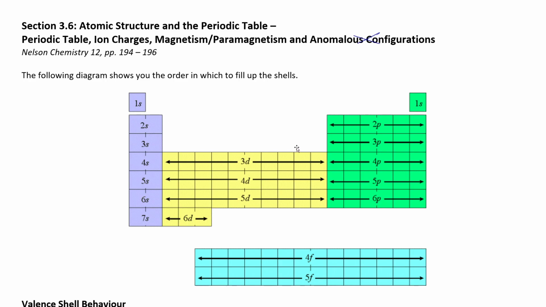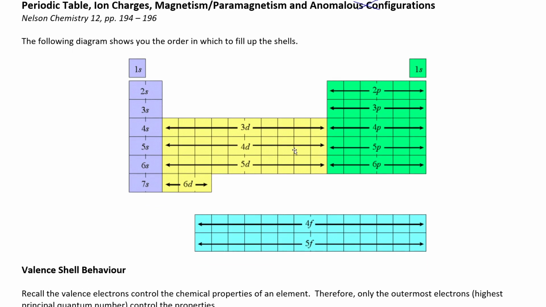So the following diagram, as you can see, this is a periodic table. And as you can see, it has both the principal quantum number and the subshell listed. This periodic table, as it is organized here, helps give the order in which to fill the subshells. Personally, I find this periodic table, or the way it's arranged here, to be most helpful in filling out electron configurations. And I'll show you as follows. We'll look at it as we do the valence shell behavior.